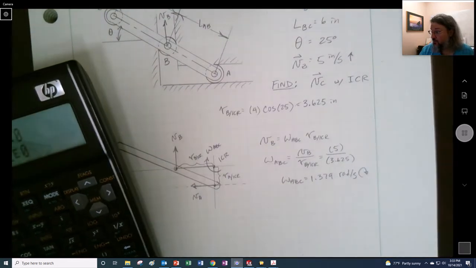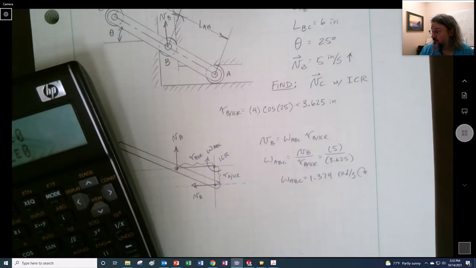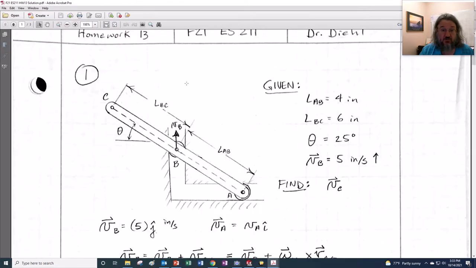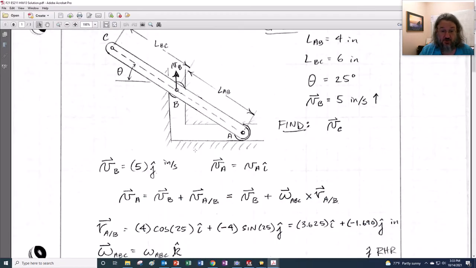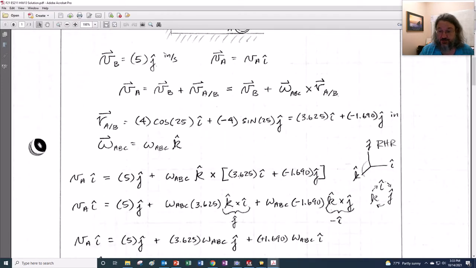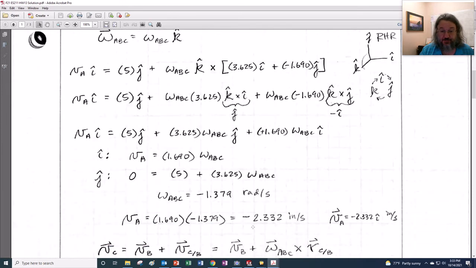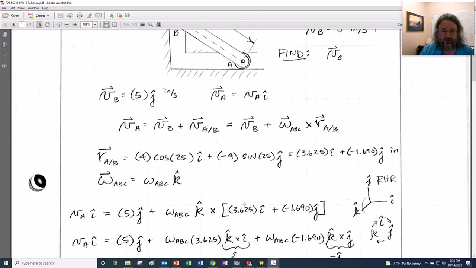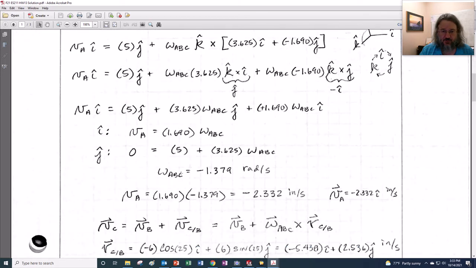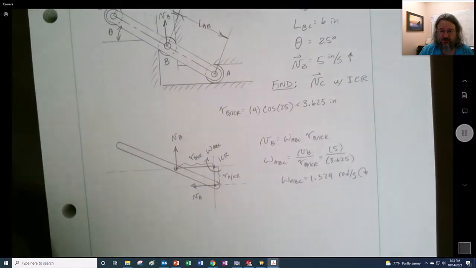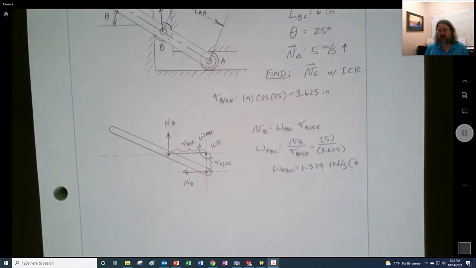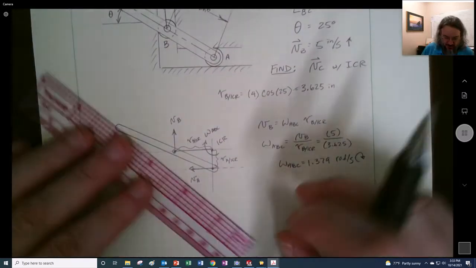If you look back at what we found in problem 1 of the previous homework, you could see this 1.379, and we had a negative. We used vectors to find it. So you can see there's a lot more that we wrote to get to that spot compared to what we did right here. So in this case, ICR is a much easier method than using vectors.